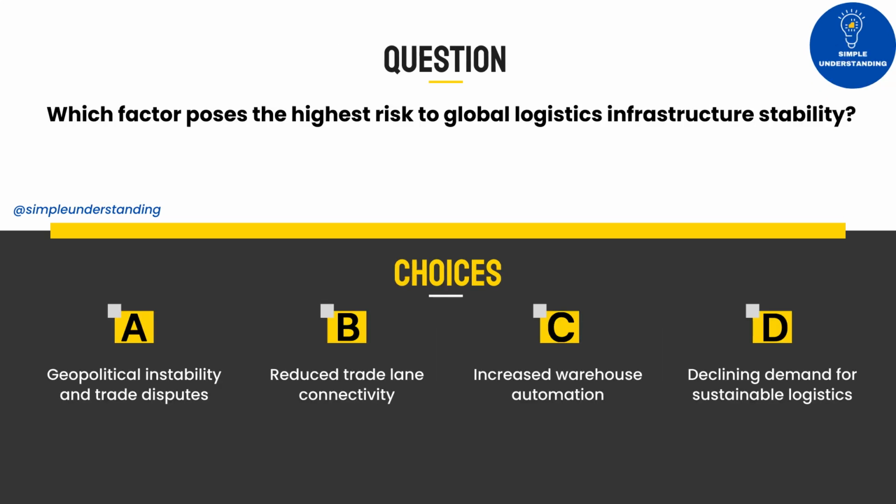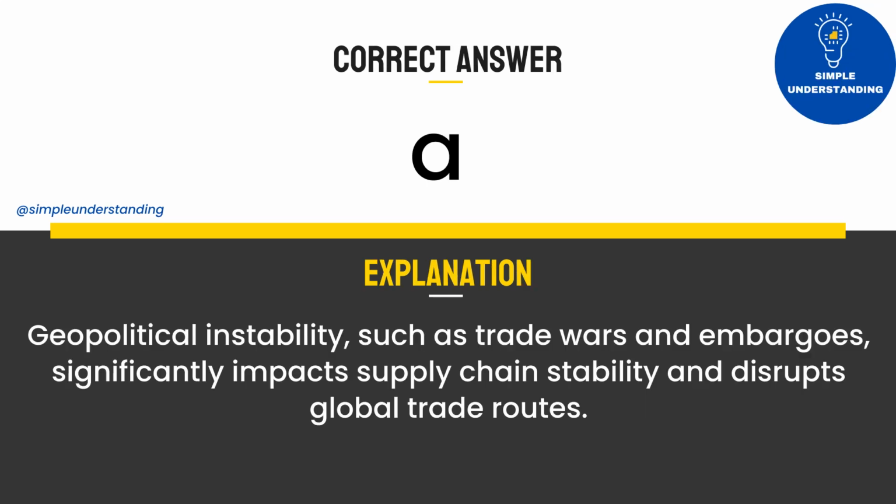7. Which factor poses the highest risk to global logistics infrastructure stability? A. Geopolitical instability and trade disputes. B. Reduced trade lane connectivity. C. Increased warehouse automation. D. Declining demand for sustainable logistics. Correct answer: A. Geopolitical instability and trade disputes. Explanation: geopolitical instability, such as trade wars and embargoes, significantly impacts supply chain stability and disrupts global trade routes.